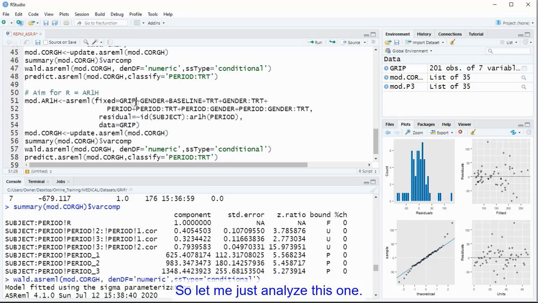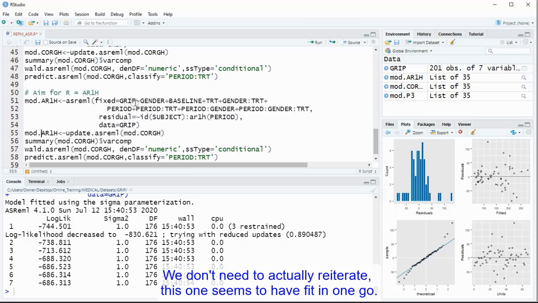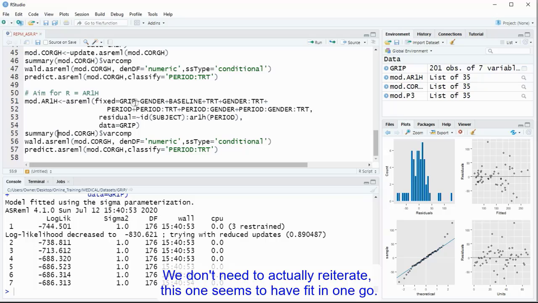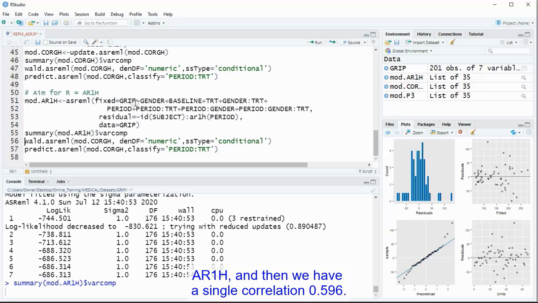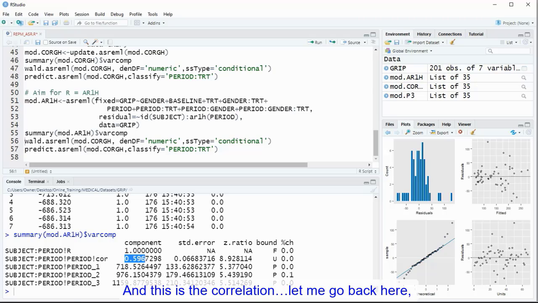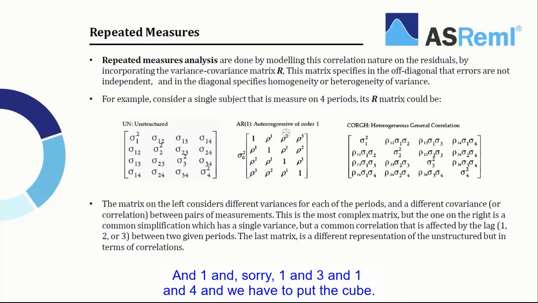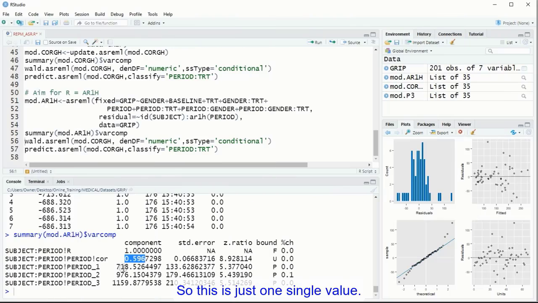So let me just analyze this one, and then we can call AR1H. We don't need to actually reiterate. This one seems to have fit in one go. AR1H. And then we have a single correlation, 0.596. And this is the correlation, let me go back here, between period 1 and 2 to the first power, 1 and 3 we'll have to square it, and 1 and 4, and we have to put the cube. So this, it's just one single value.